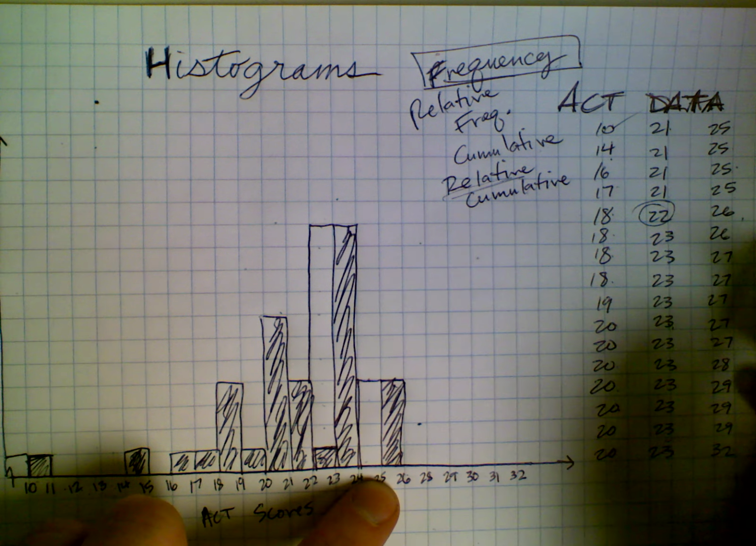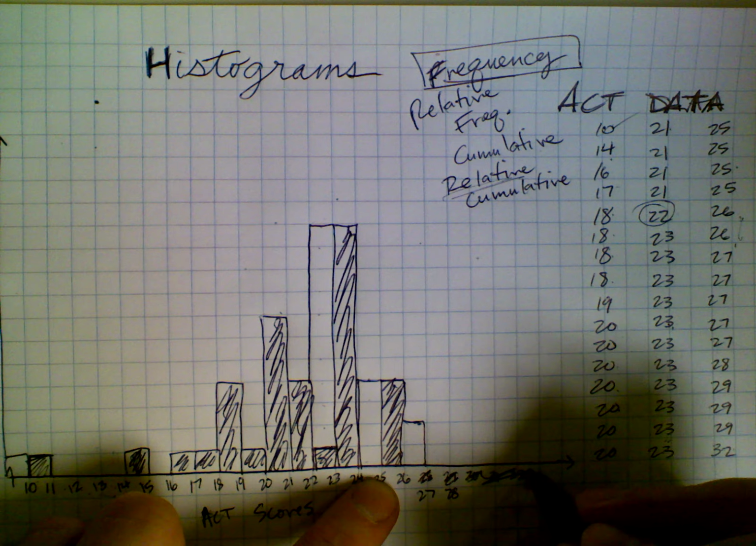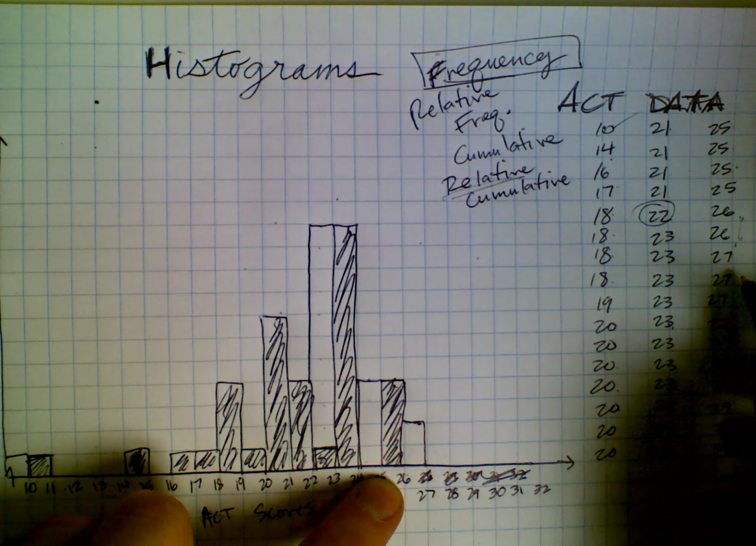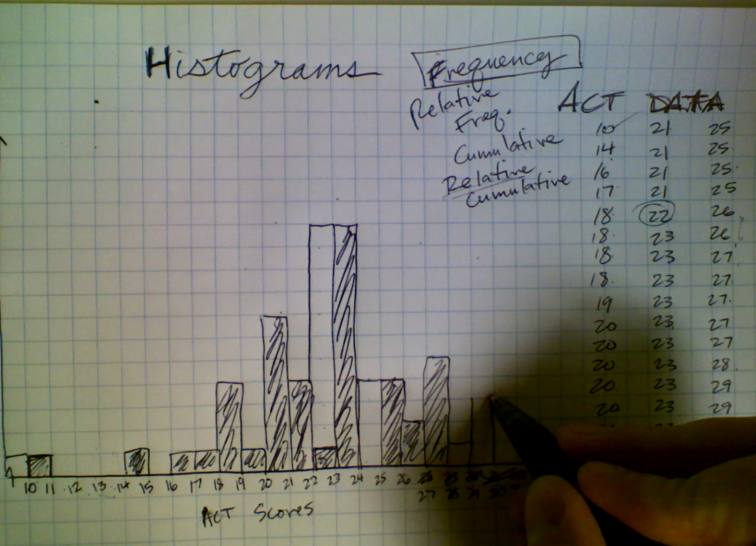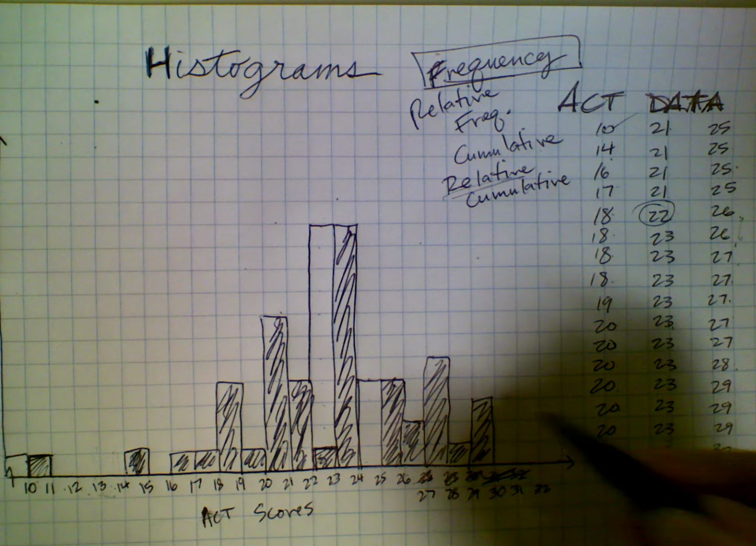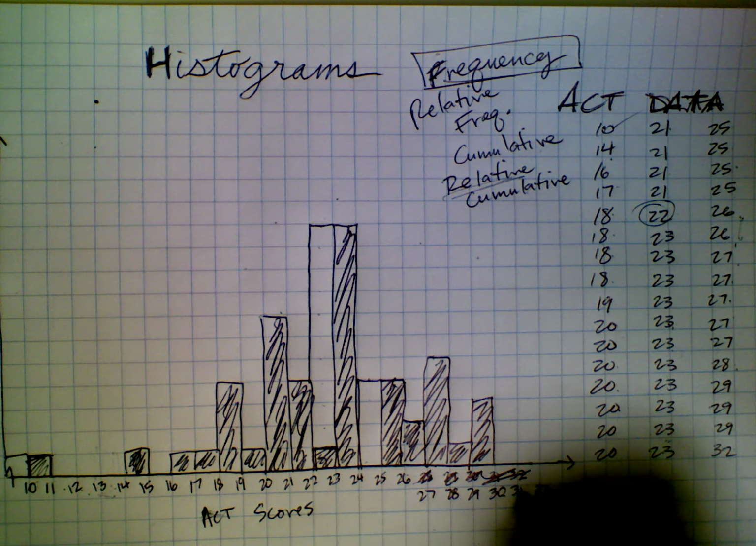I skipped a number. 27, 28, 29, 30, 31, 32. Okay, I'm on 27. I have 5. 28, I have 1. 29, I have 3. I have no 30. I have no 31. I do have a 32.